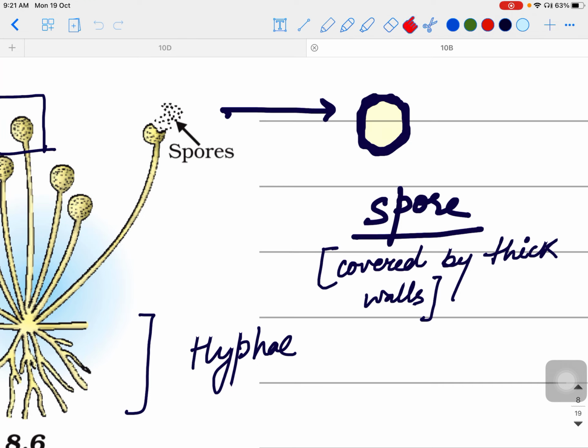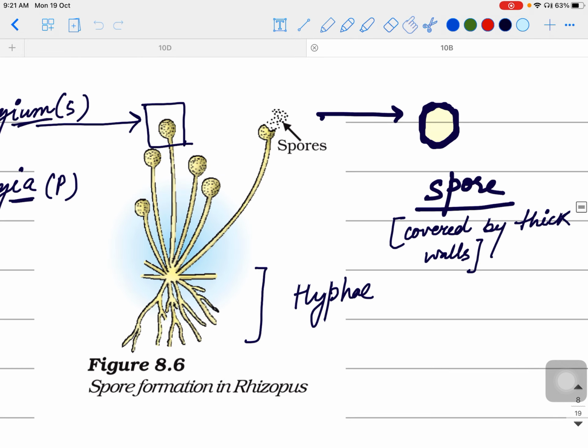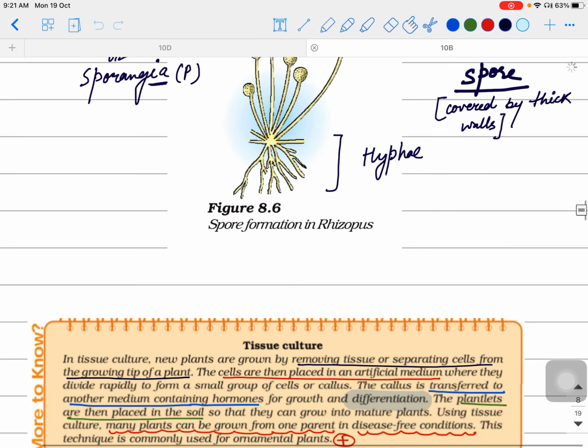So once it gets air and whatever factors needed by the spore for its germination, then this wall will break open and the spore will form hyphae. Each spore will form one hyphae. So it is a method of reproduction, but asexual method of reproduction because here only one parent is there.